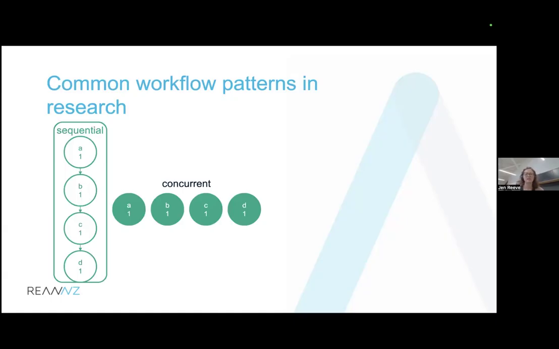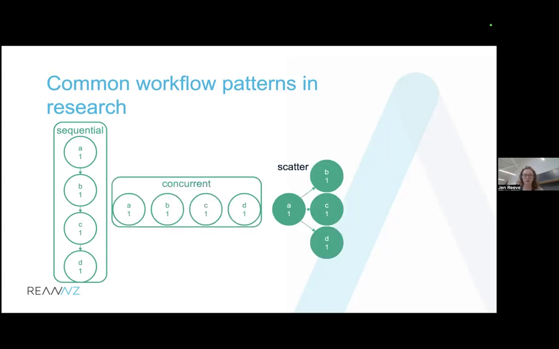Another common workflow pattern is concurrent. So if you just need to do the exact same process to a whole bunch of different samples, you could spawn up a bunch of different tasks simultaneously to handle the exact same process for all of those samples. And then you start getting a little bit more complicated.